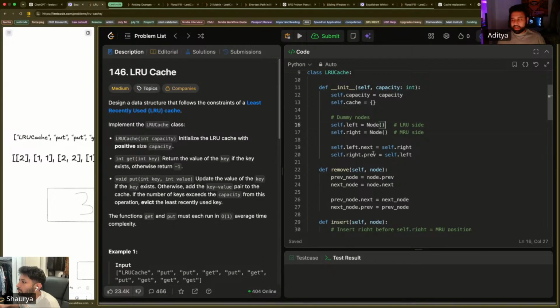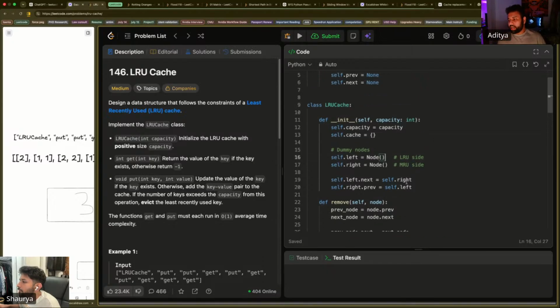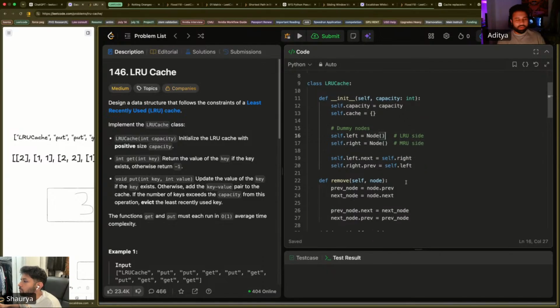Now we are going to use our next to point to self dot right, and we are going to use our dot previous to point to self dot left. So whenever these are being called, these will be equal to left and right. That's what we are trying to make sure. Whatever our right has, they are also going to be nodes.